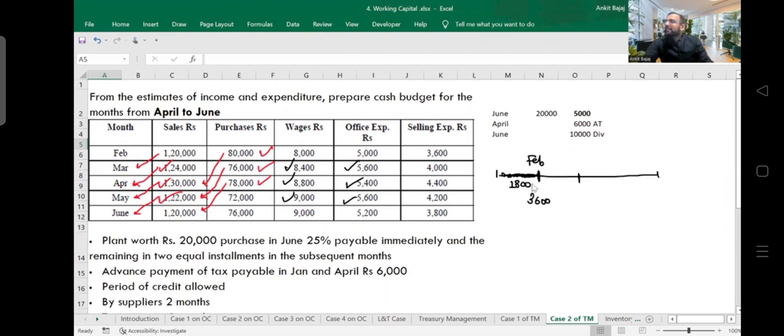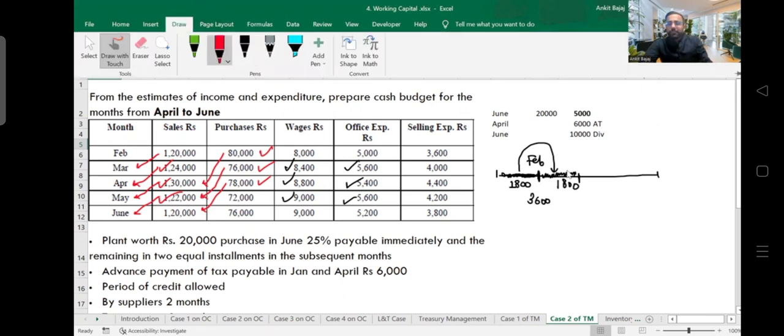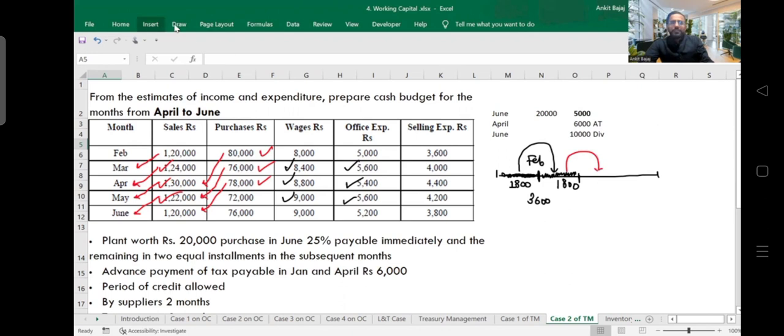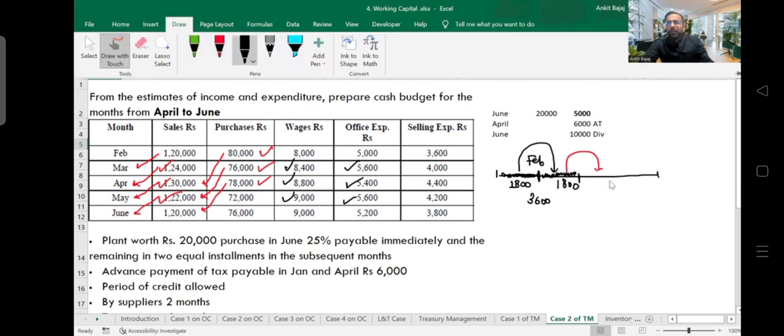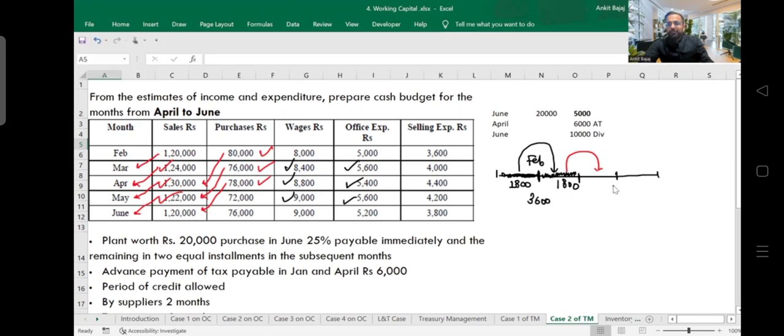When will you make the payment of this 1,800? In the coming 15 days, from 15th Feb to the end of February, you make half the payment. Now again, you take the remaining half month of services, and the accrued expense is going to be 1,800. When will you pay this 1,800 rupees? From 1st March to 15th March. So this 1,800 payment you will be making in the month of March, right?